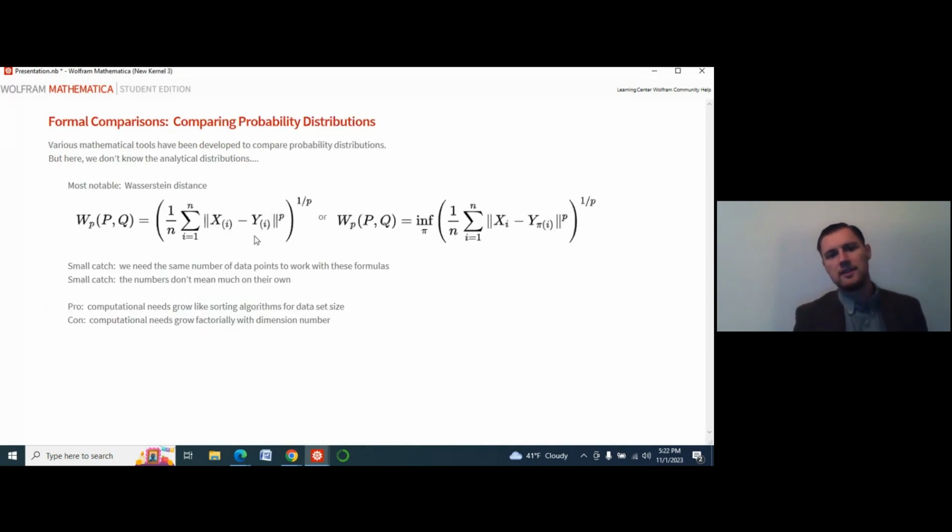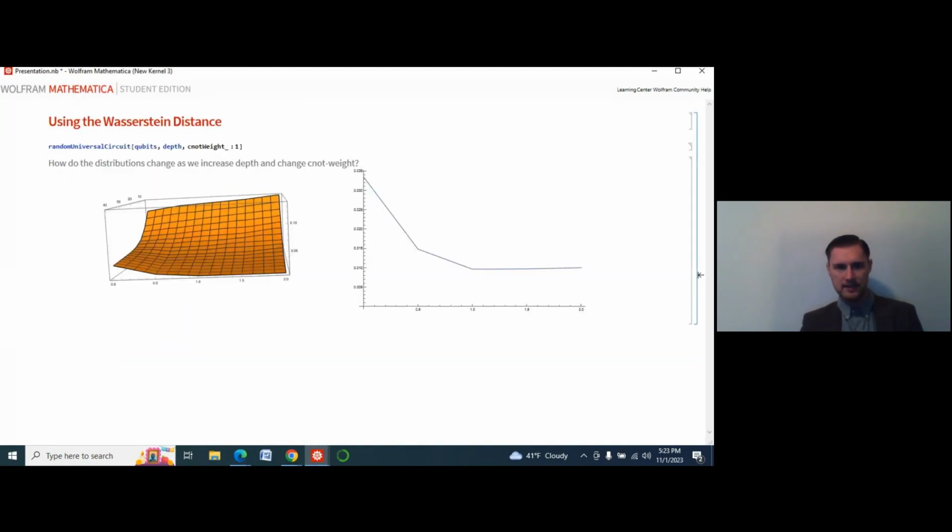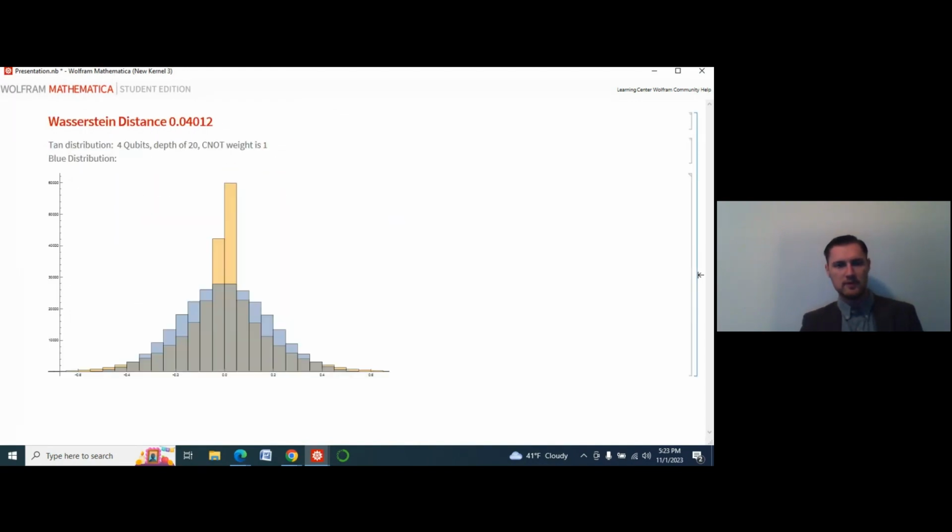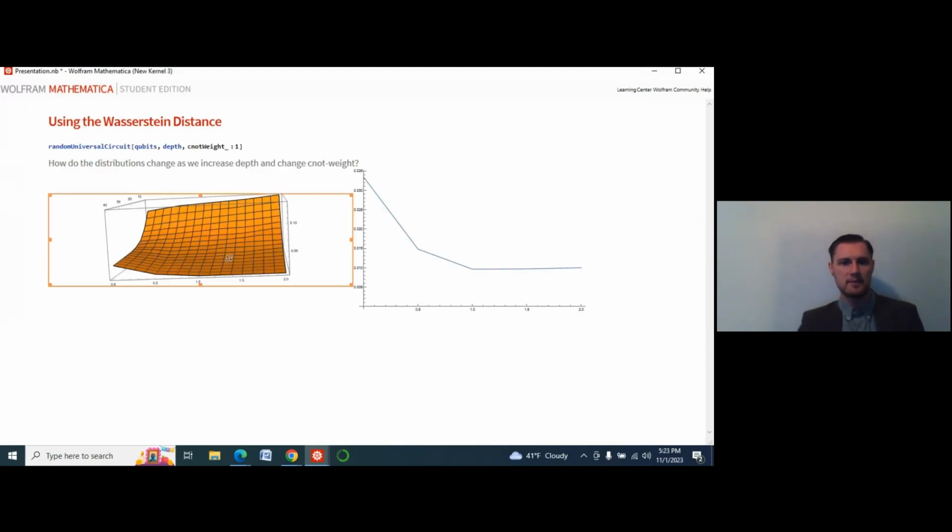And the computational needs in this situation grow like sorting algorithms. But in this situation, they grow like factorially. So again, we run into the problem where you have a lot of qubits. If we're looking at the outputs of the quantum circuits, we'd be sitting in this situation, and it's just problematic. But this is also very easy to implement in the Wolfram language, so this is kind of an easy get for comparisons, and it does make sense when we're looking at multiple comparisons.